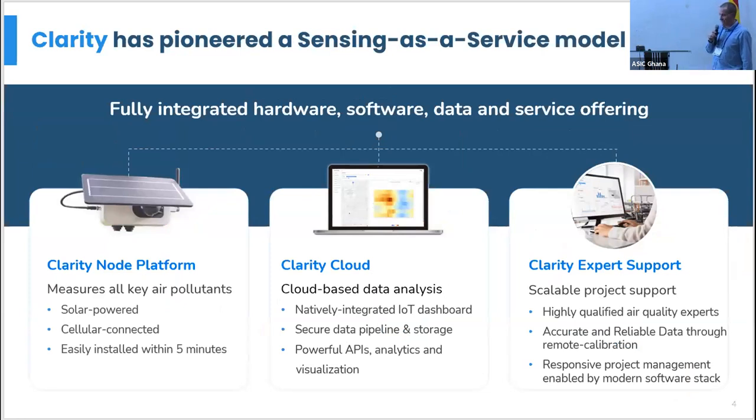So we've pioneered what we call sensing as a service. So everything is included within our service. It's a package. So you get the hardware, which is the Clarity Node S. You can have a look at it next door. We've brought a couple of demo models, and you get access to the Clarity Cloud, which is the dashboard where you can view the data. And then beyond that, there is the Clarity Expert Support. So we have project managers, software engineers and environmental experts to help people understand the data that they're seeing.